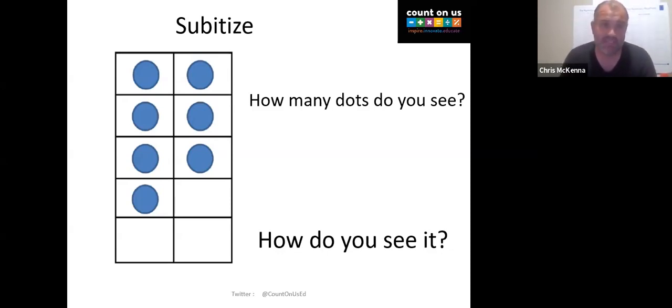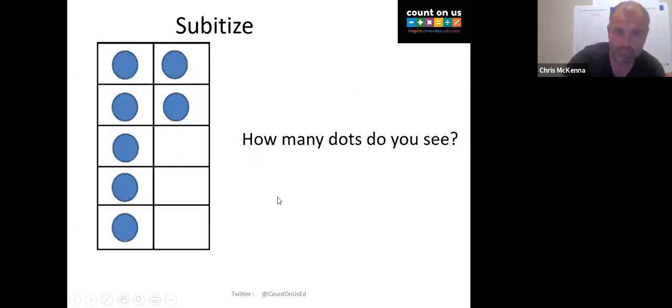Or you might see 6 with an extra 1 down the bottom, or you might see it go up in 2s and so on. So that's an important question to ask when you're looking at dot images or doing some subitizing here. How many dots do you see and how do you see it? You might just notice that it's 10 with 3 missing. How many dots do you see now?